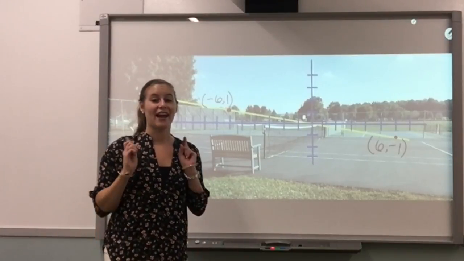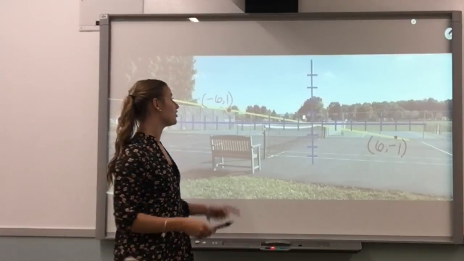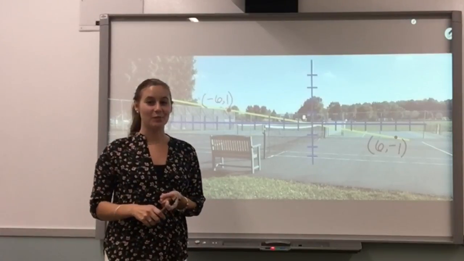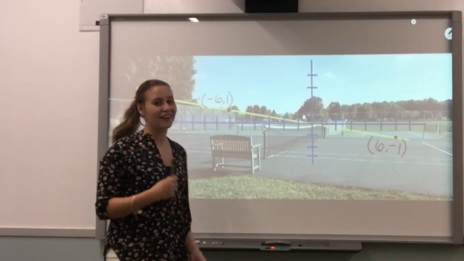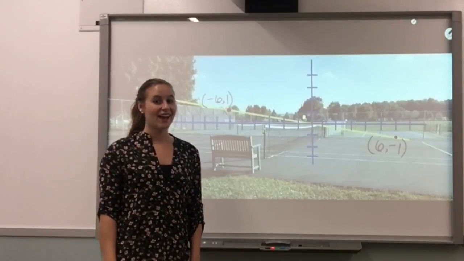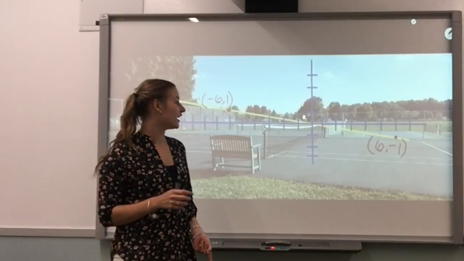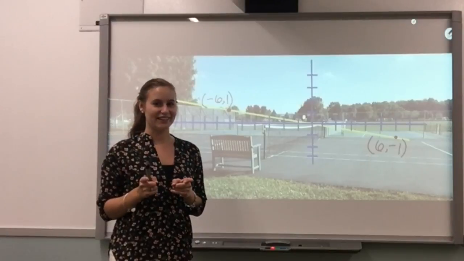I'm going to have you do this on your own. I want you to use these points, find the slope, use one of the points, and find the equation of the line. If you have any questions, feel free to come back and I'll show you how to do it.